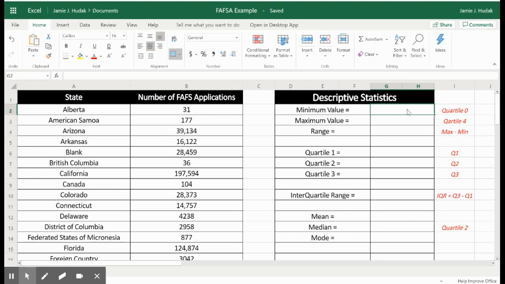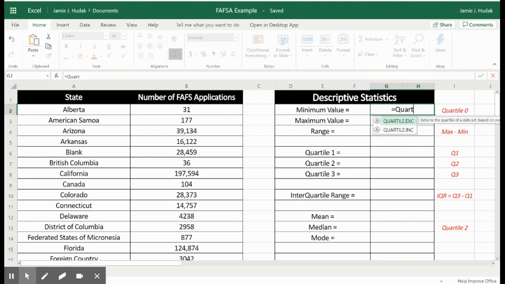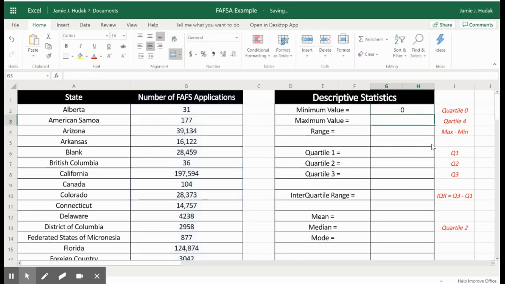Remember, I'm going to start with an equal sign, and after the equal sign, we're going to use quartile. That is the Microsoft Excel function, parenthesis. Notice the first thing it says is the array. Since I have all of the data in one column, I'm just going to click on the B column. That's the array of data, comma. Now it says, which quartile do you want? Since it's the minimum, I put a note here that's quartile 0. Close the parenthesis, hit enter.